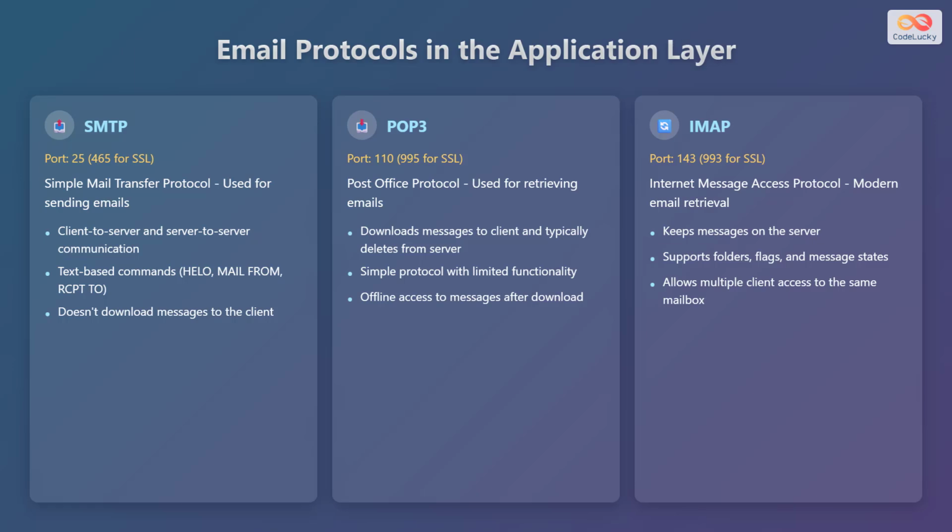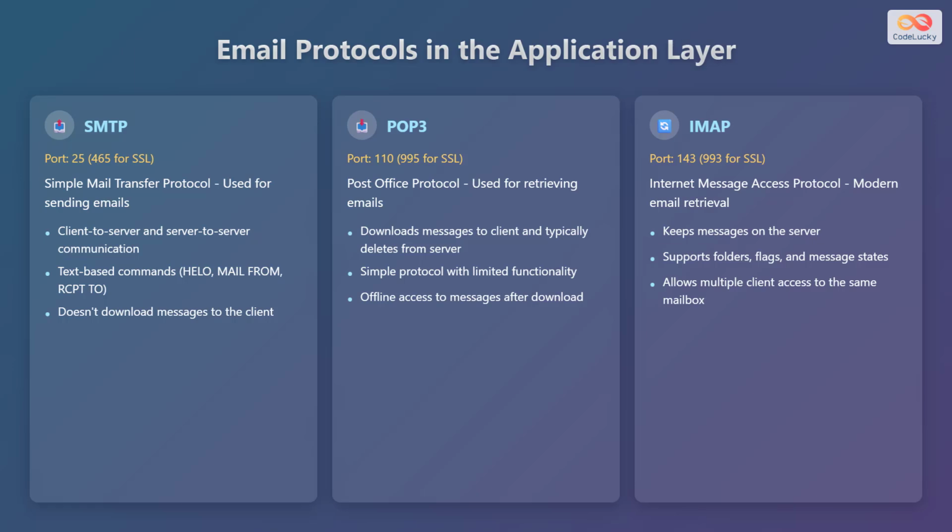Next, the Post Office Protocol version 3, or POP3, operates on port 110, or 995 for Secure Sockets Layer, commonly known as SSL. It is used for retrieving emails. It downloads messages to the client and typically deletes them from the server. It is a simple protocol with limited functionality and provides offline access to messages after download.